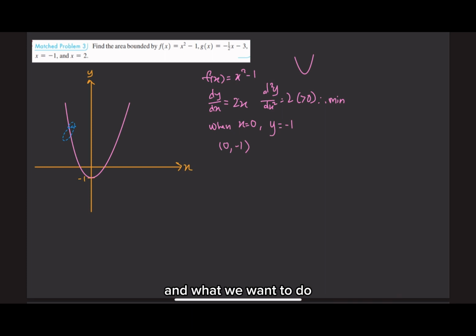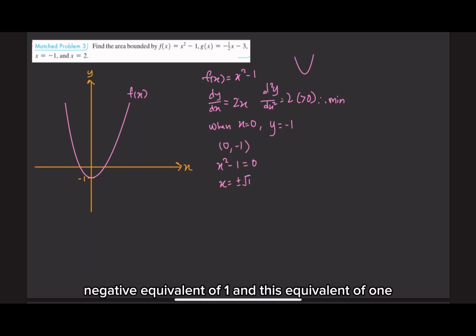And what we want to do is to find our x-intercepts for f of x, right? So let x squared minus 1 equal to 0. Our x-intercepts are plus or minus the square root of 1, negative square root of 1, and this is square root of 1.